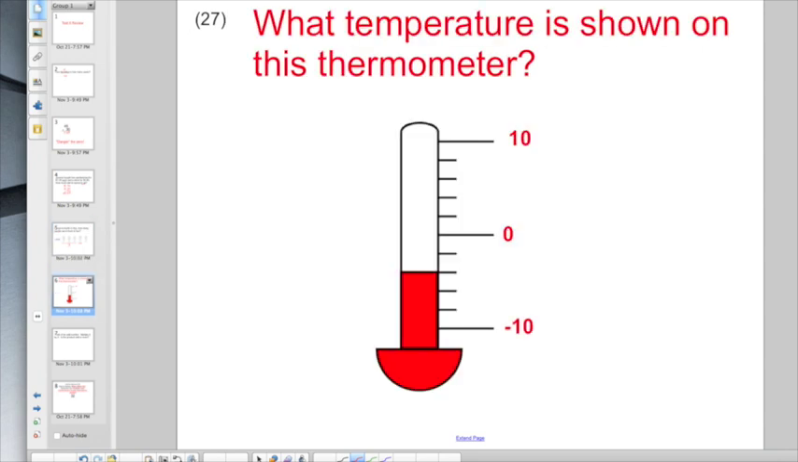Check out this one. What temperature is shown on the thermometer? And we don't have all these lines marked. Remember this. We want to take the difference between two consecutive numbers. 10 minus 0, that's 10. And we want to go ahead and divide it by how many unit segments there were. Remember that trick? We're counting the spaces, not the lines themselves.